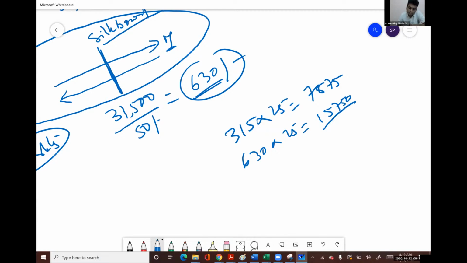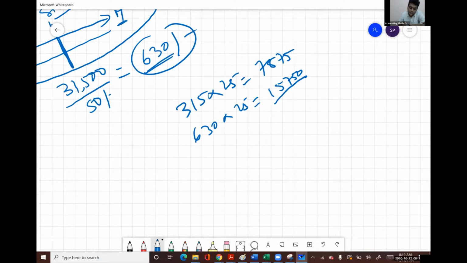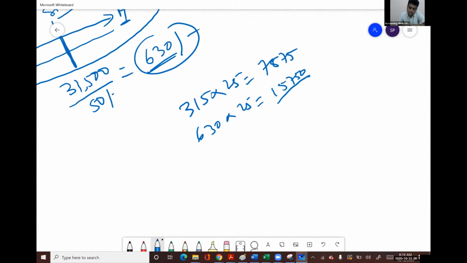Yes. In this case, how will we divide by 50? That's what I'm saying. What's the total? 23,625. So Nitya, if I listen to you, will I be able to recover my 31,500 cost? No, sir. That's what I want to prove there. Nitya, you're getting it? Yes, sir.